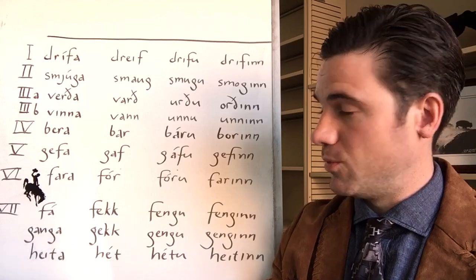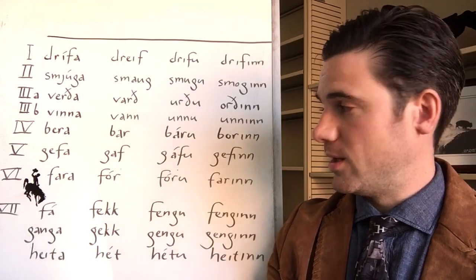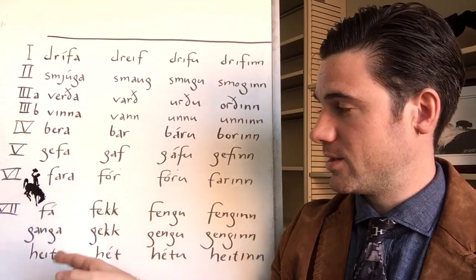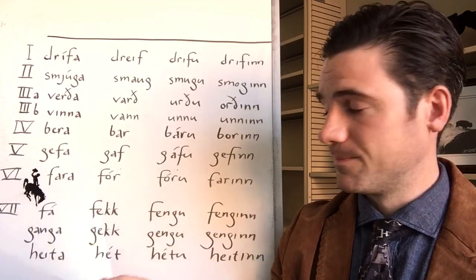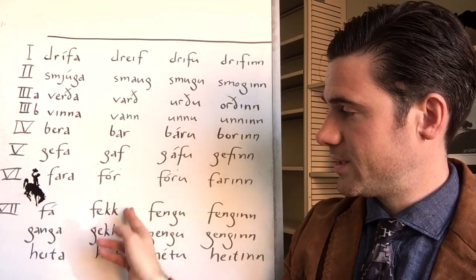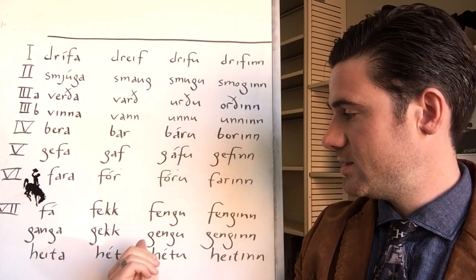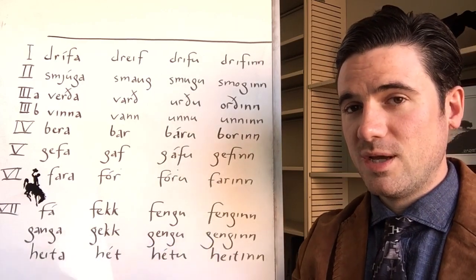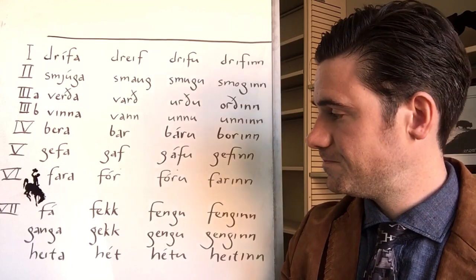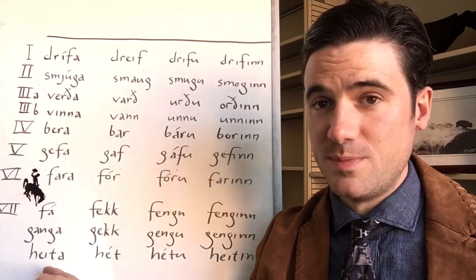Then there's ganga, to walk or to go. Fara is the normal verb for traveling. Ganga is the word for walking or for sort of metaphorically going, like asking how it's going. Past tense third singular, like fá, it's gekk, he, she, it went, walked. Gengu, they walked. Genginn, I have walked. And then heita, this means to be named.